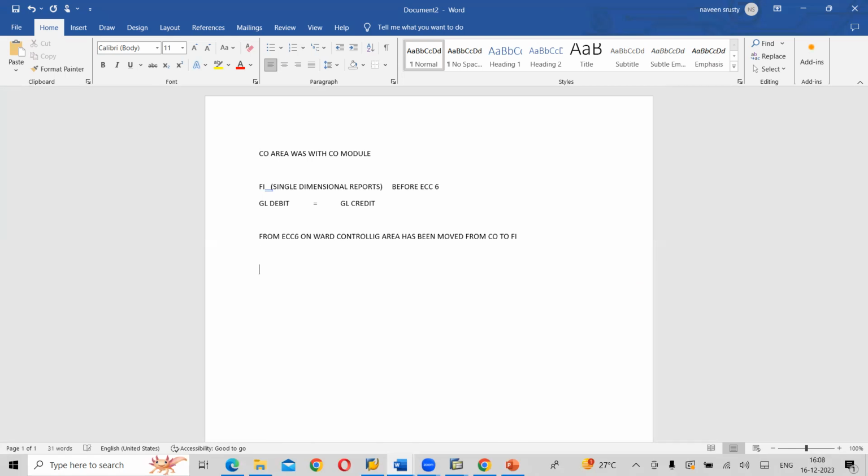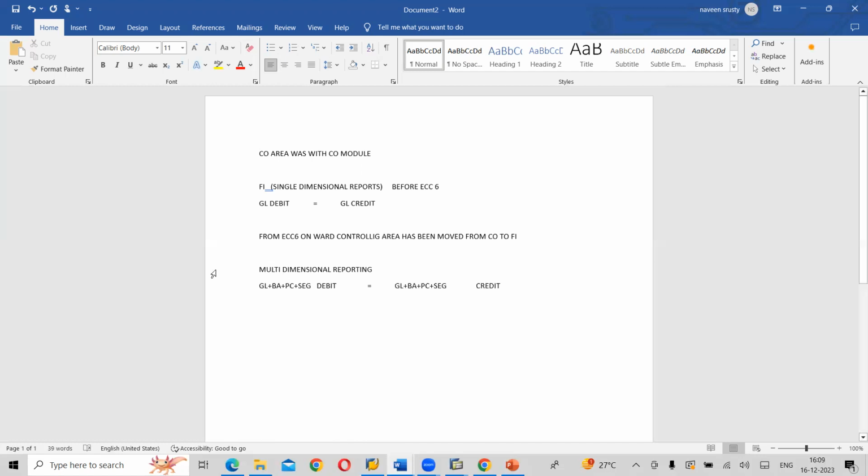So the reporting structure has completely changed. The clients are now getting multi-dimensional reporting. What do you mean by multi-dimensional reporting here? Earlier we used to get only GL debit equals GL credit, but here it is GL plus business area plus profit center plus segment. I'll explain each and everything: what is GL, what is business area, what is profit center.